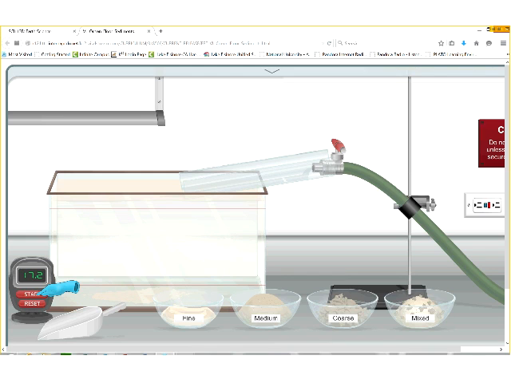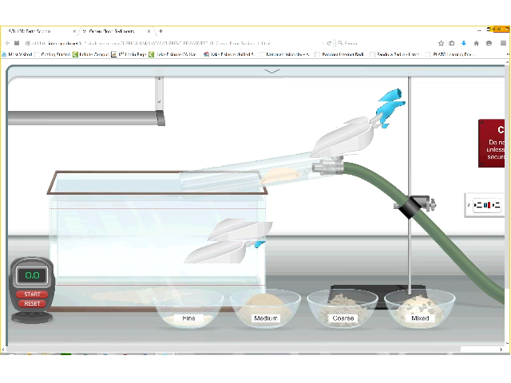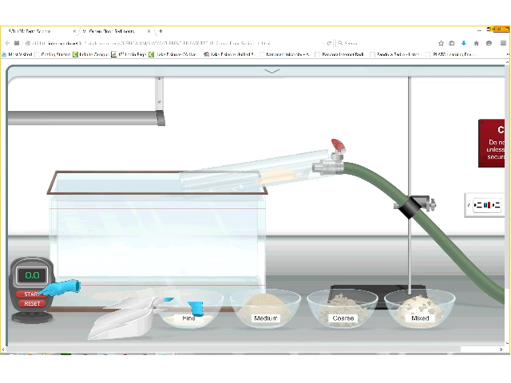Okay, let's go ahead and do this again. Let's have some fun with this. I'm going to reset it, grab this again, and pick up some of the fine silt. Put it down right here. I'm going to start it again when it hits that red line.